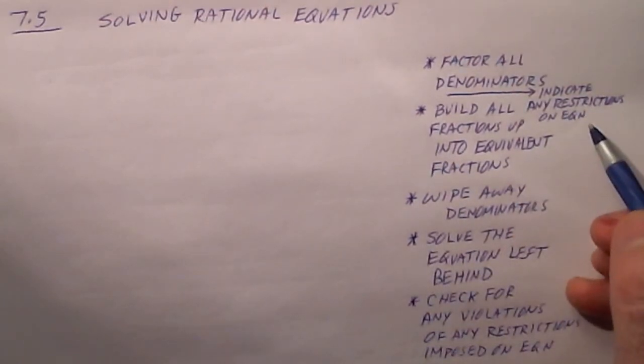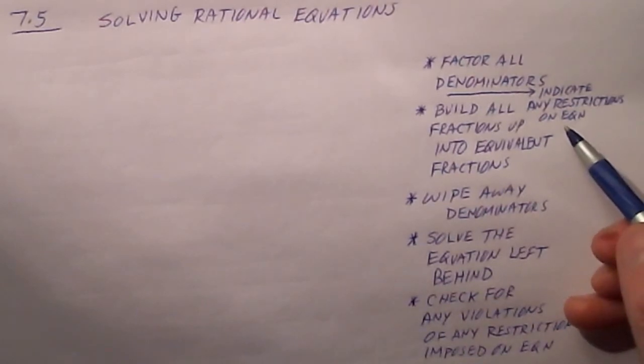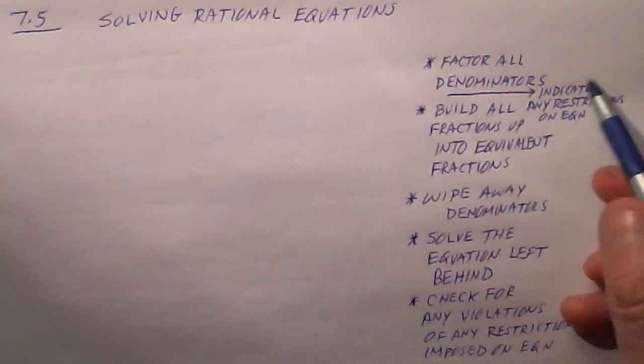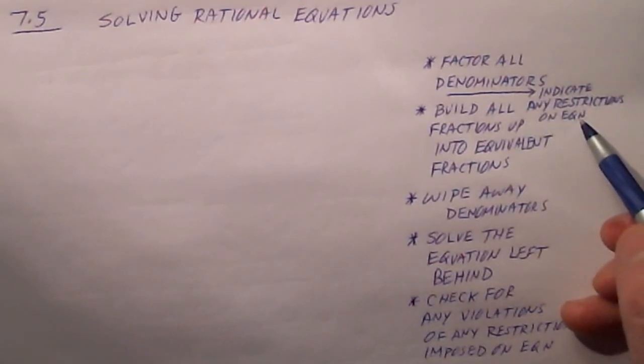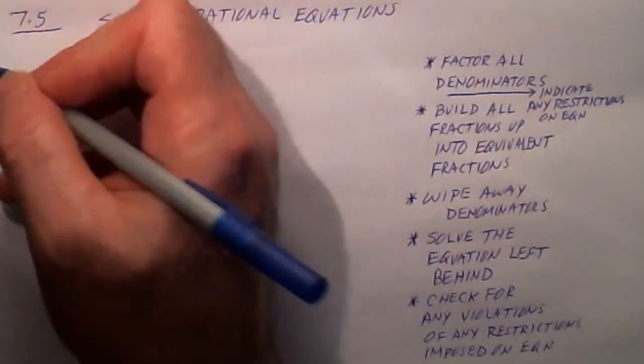And the reason why we need to check for any restrictions is because, remember, when you have a rational expression, you got to make sure you never divide by zero. If you are dividing by zero, your whole equation becomes undefined. And so this checking for restrictions actually dates way back to section 7.1. All right, but those are the steps in solving rational equations. Let's dive right in here and begin.